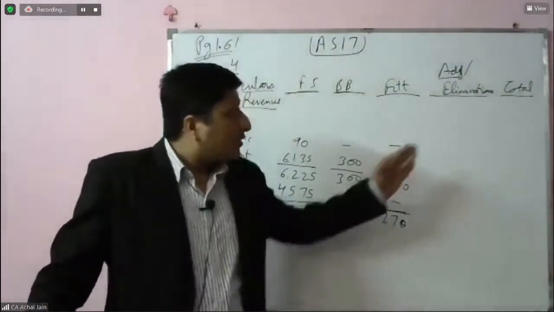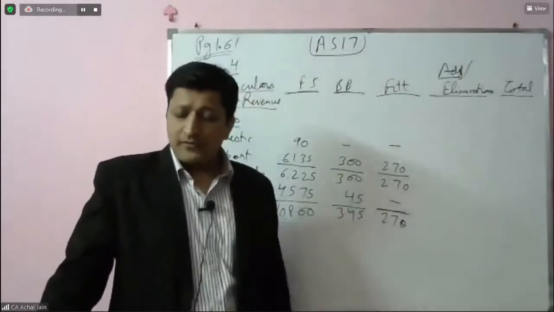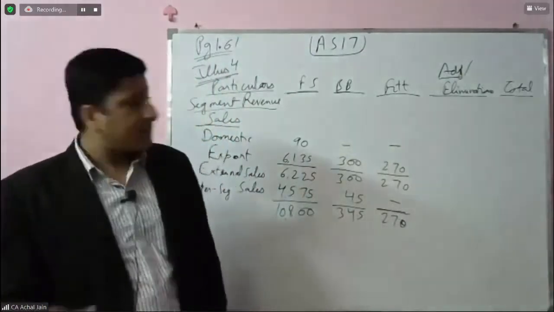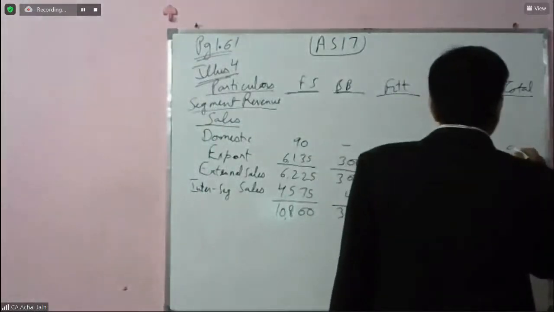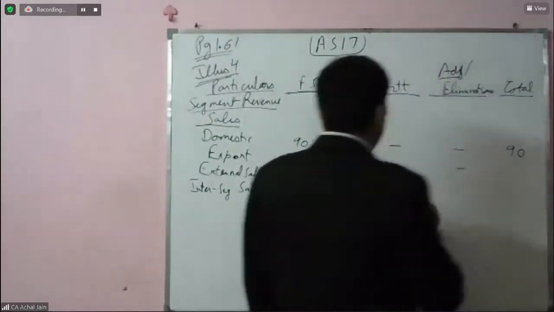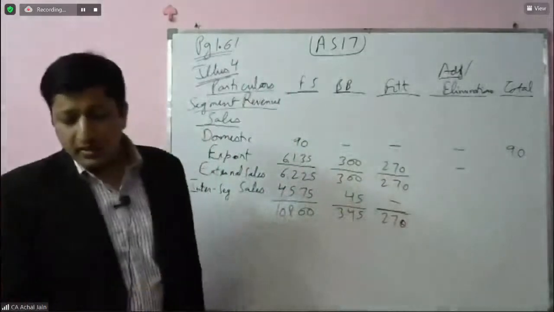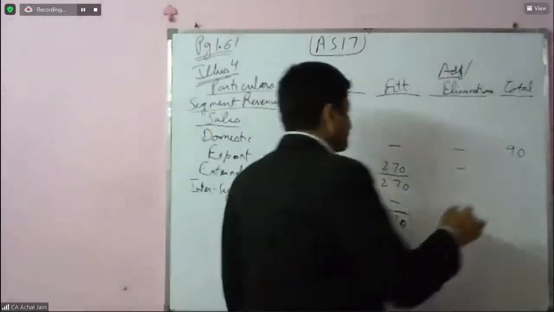Now we can also move on to the total part over here after considering the eliminations, etc. Over here, there will not be any elimination. What's the total? 6705.